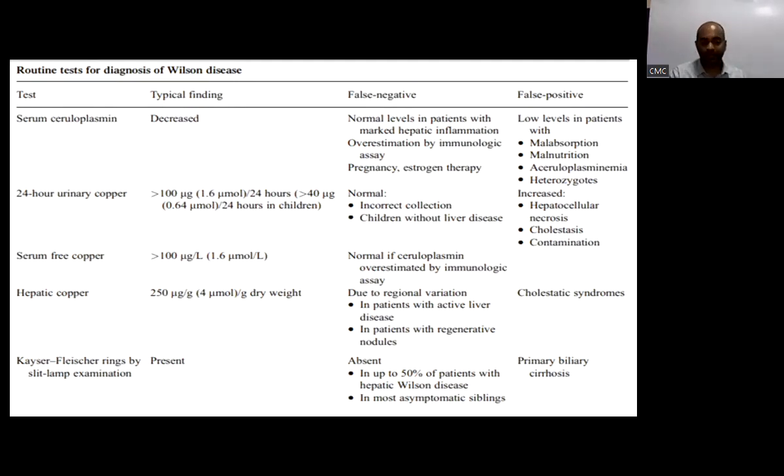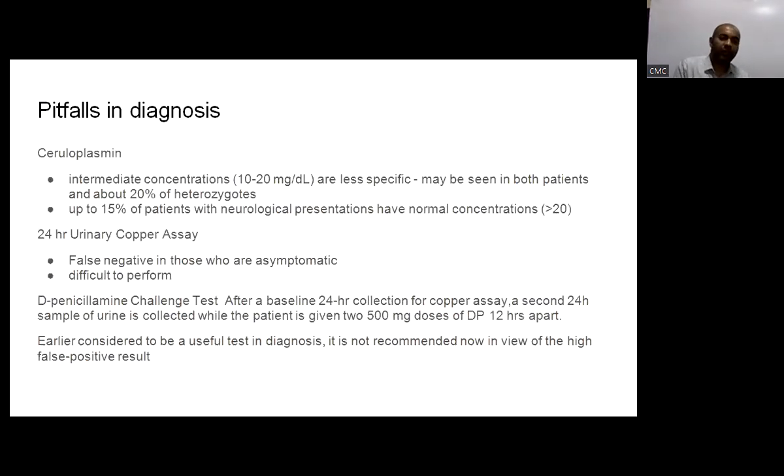Free copper we have total copper, but total copper does not have much of a role. We can, if we have facilities to assess free copper, which can be done. Liver biopsy to look for the hepatic copper, and also KF ring by slit lamp examination. Now there are some pitfalls in diagnosis.